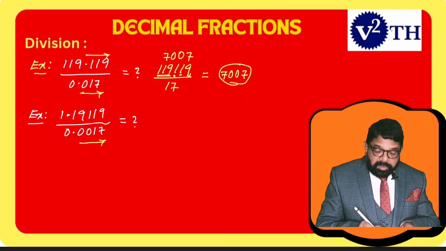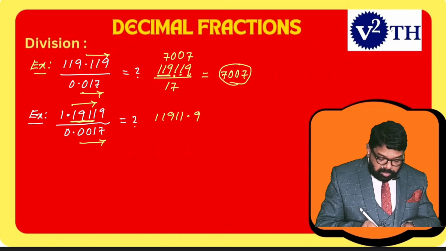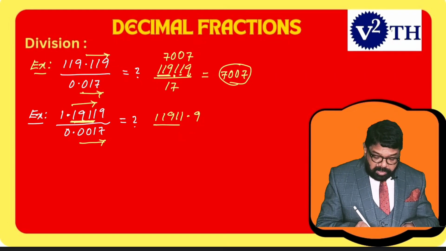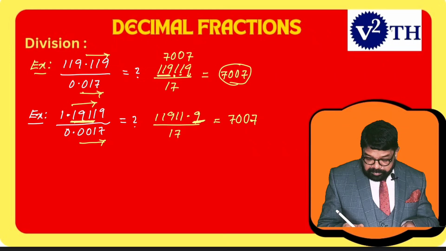4 digits are shifted in the denominator, so in the numerator also 4 digits must be shifted. 4 digits shifted means what do you get? 119.119, now 11911.9. The decimal is shifted to the right 4 digits in the numerator, and in the denominator it gets cancelled. Now the same value, 7007, but where do you place the decimal? After the decimal here 1 digit, here also 1 digit, so you place the decimal here.